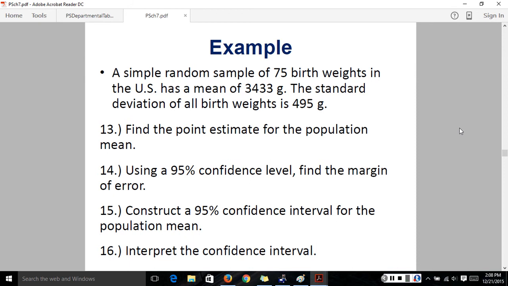Here's an example. A simple random sample of 75 birth weights in the U.S. has a mean of 3,433 grams. The standard deviation of all birth weights is 495. We'll find a point estimate for the population mean of all birth weights in the U.S. Use a 95% confidence level and find the margin of error. Construct a 95% confidence interval for the population mean, and then we'll interpret the confidence interval in context.